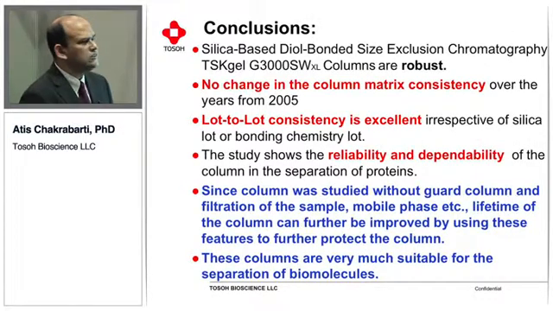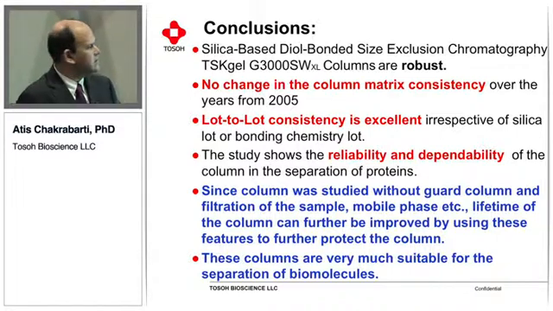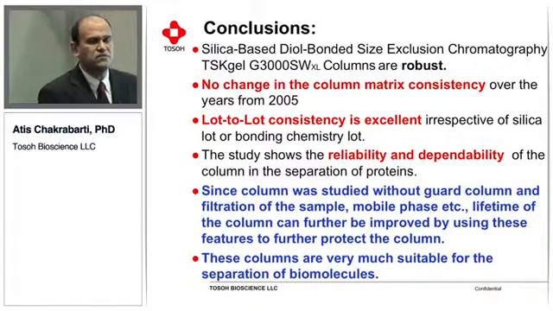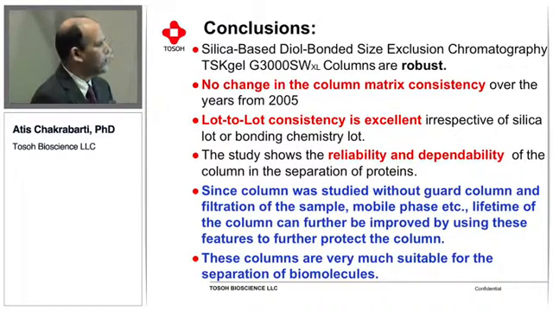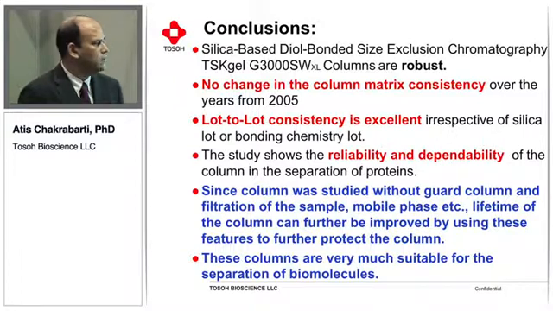Next please. So the conclusion is this: our column is silica based and diol coated to prevent the interaction, and is a very robust column. There is absolutely no change in the column matrix since the study we did in 2005 until now. Lot to lot consistency is extremely good, and the reliability and dependability of the column is unquestionable. Since the column was studied without the guard column, as I already explained in detail, that shows the column is really robust.